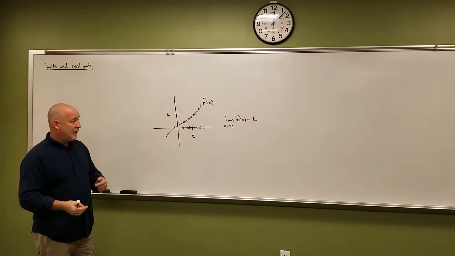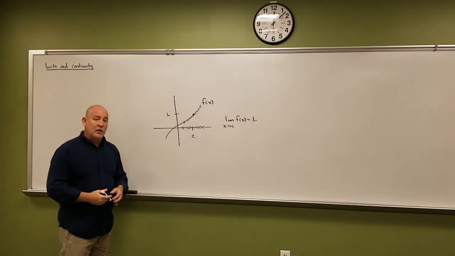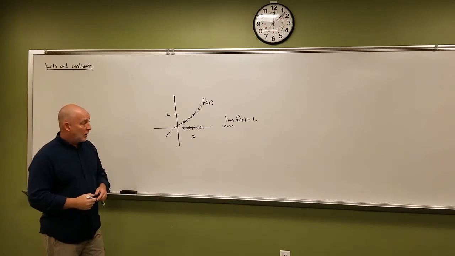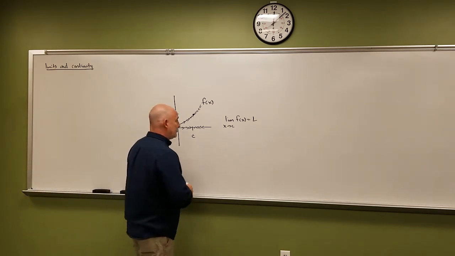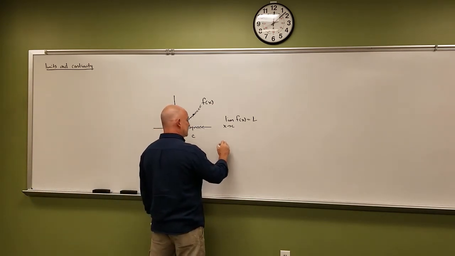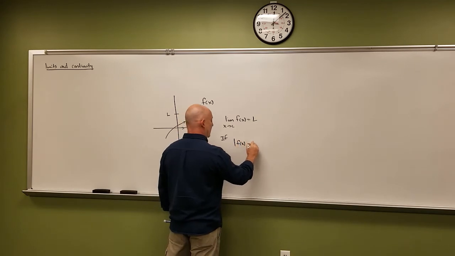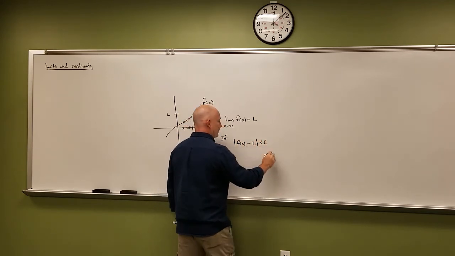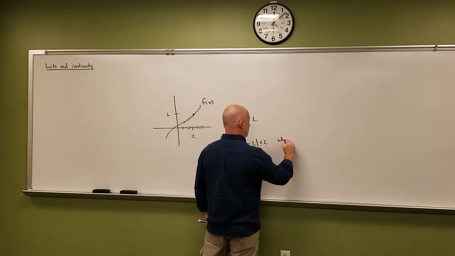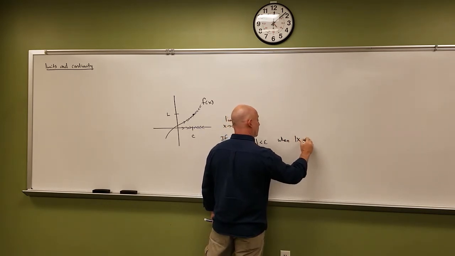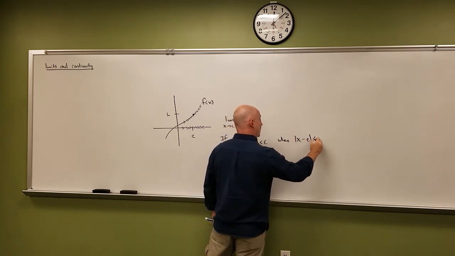Now, that's how we approach it. There is a mathematical definition that you may or may not have covered in Calc 1, kind of depends on where you took it. Here's the actual definition that a limit exists. It says, if the absolute value of f of x minus L is less than epsilon, when the absolute value of x minus c is less than some delta.